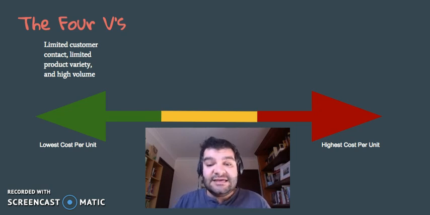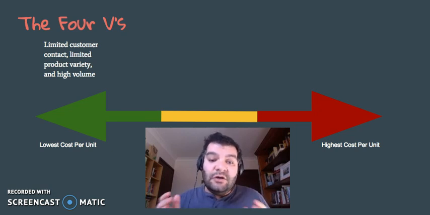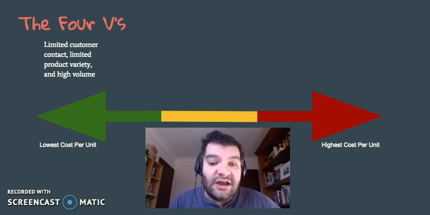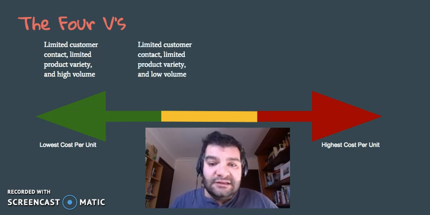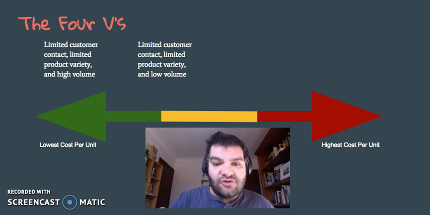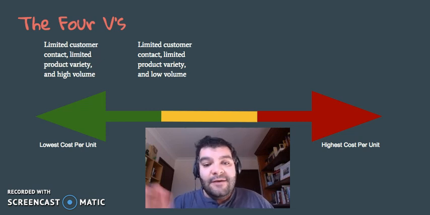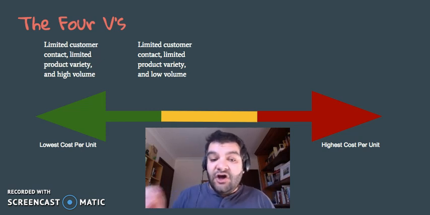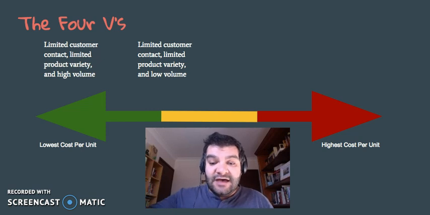Okay, so this is a standardized mass production approach. That leads to the lowest cost per unit because you're not having any extra costs involved in having slight differences in the product, or only making one product, because it brings your costs down. The next one will be limited customer contact, limited product variety, again just like the first one, but low volume. So rather than mass production, you're only making batch production, so small amounts at a time. So while the costs are low, they're slightly higher than if you were to make them in bulk, with a mass production approach.